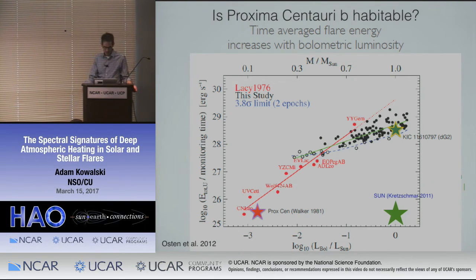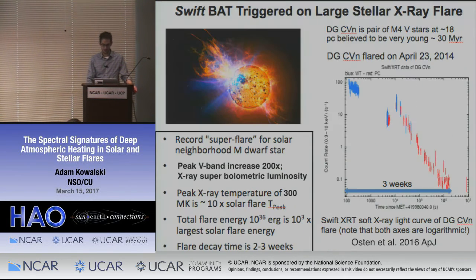So where does Proxima fall in the scheme of things? Here's the time average flare energy release rate for M-dwarfs in red. Proxima is at the lower end tail of the distribution, and the star there. If you make an estimate for the Sun, it has about the same time average flare energy release rate. There are other M-dwarfs that produce much more energetic flares, such as DG CVn.